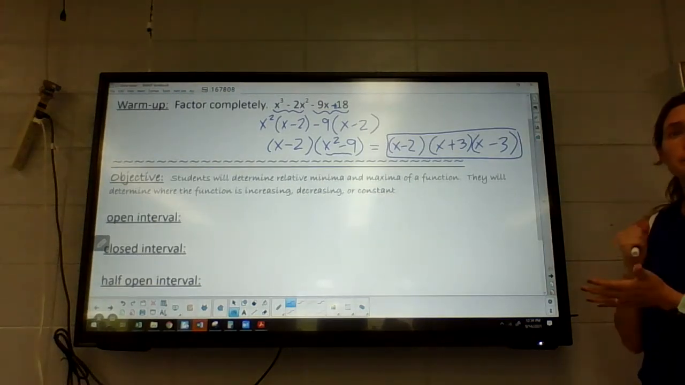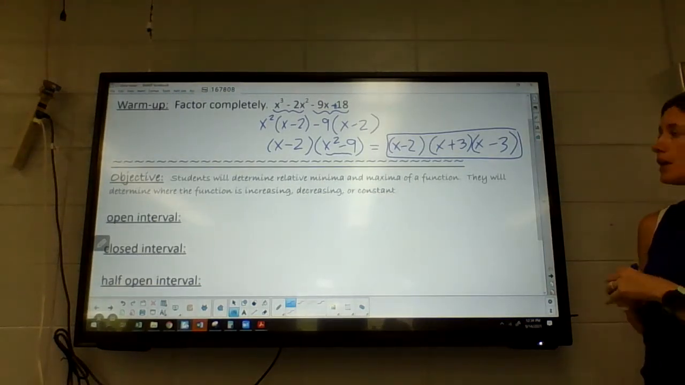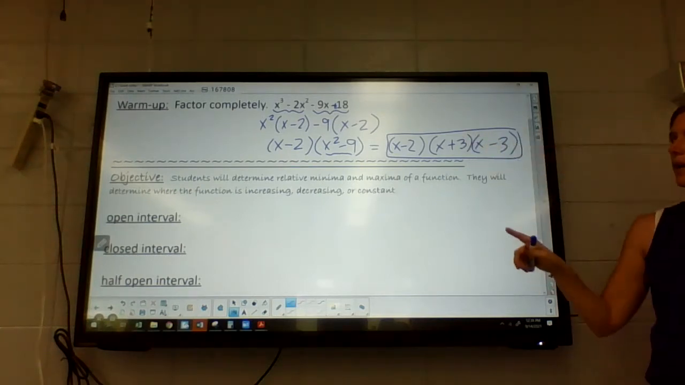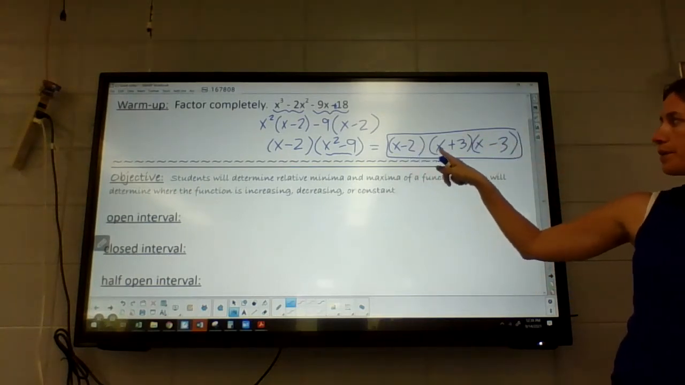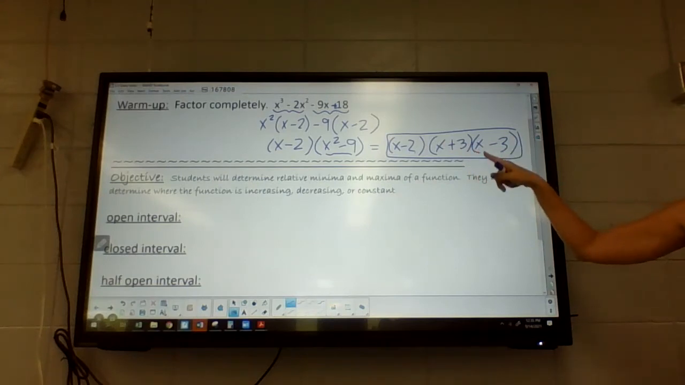Yeah, you plug in the x to get 0. So you're trying to make 0. 2 minus 2 is 0. -3 plus 3 is 0. 3 minus 3 is 0. These are the values that make this function equal 0.